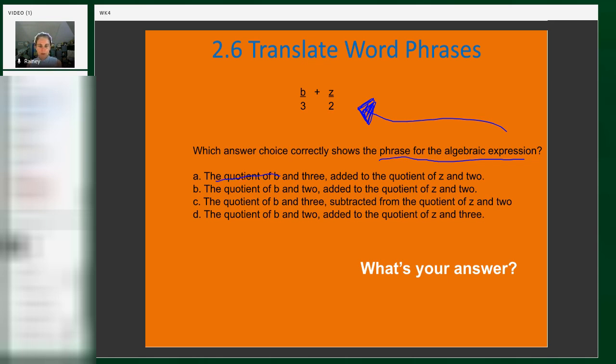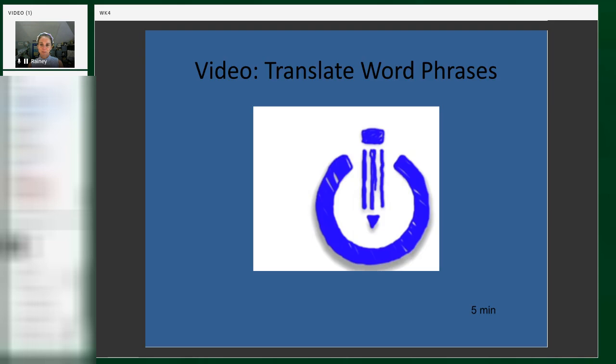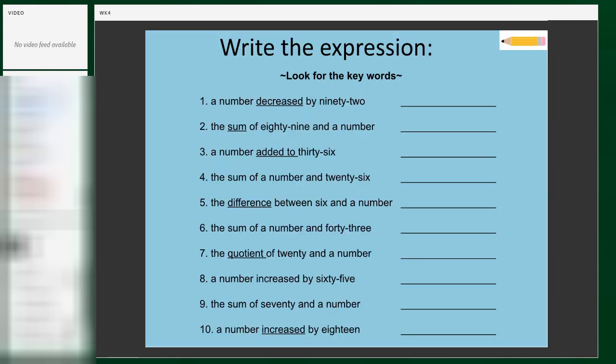Quotient of b and 3 added to the quotient of z and 2. Good work. Good job. All right, so up next, got a video for us translating word phrases. Here we go. This is on your worksheet. Please go ahead and see if you can fill in the blanks. It is very important that you put it in the proper order that is being asked.